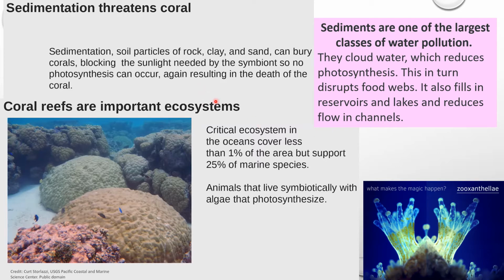Cloudy water from those particles in sediment that are not actually settling can also make the water so cloudy that the algae will not be able to photosynthesize there either. And just an FYI, I put it in pink for you, sediment pollution and that sediment building up and burying everything at the bottom can also happen in reservoirs and lakes and in channels of water where fish need to migrate and spawn.